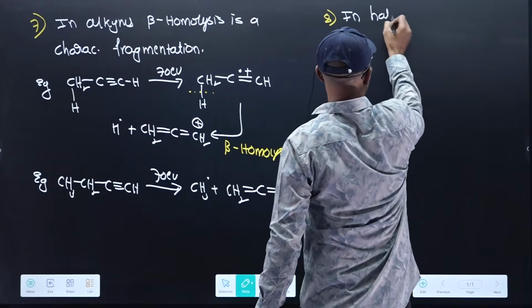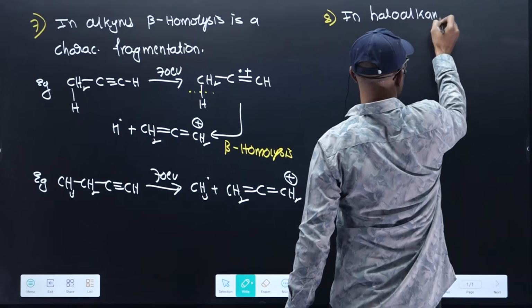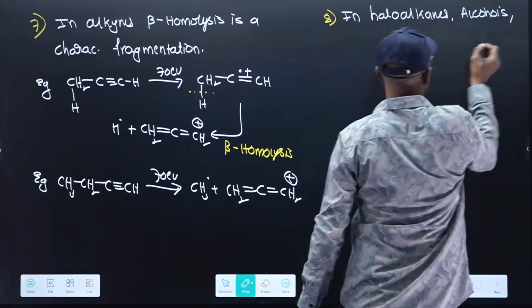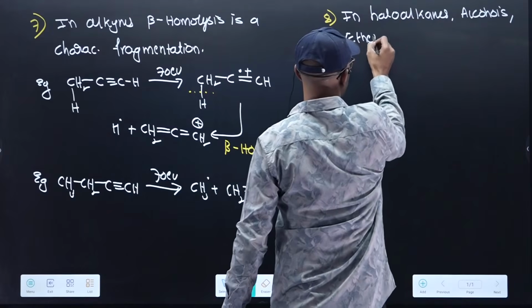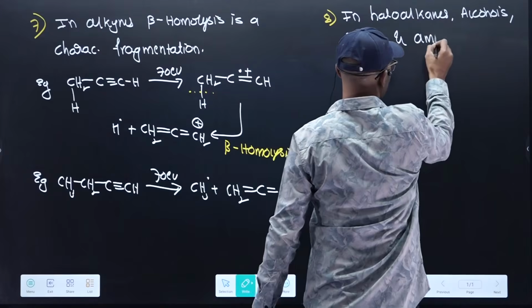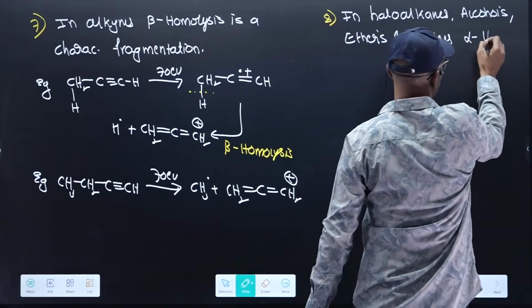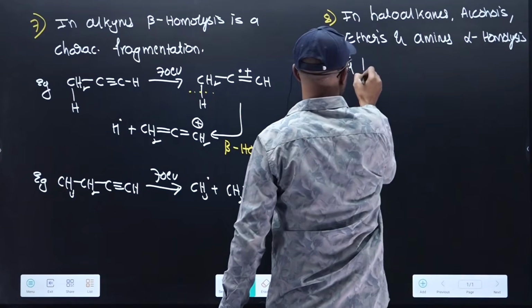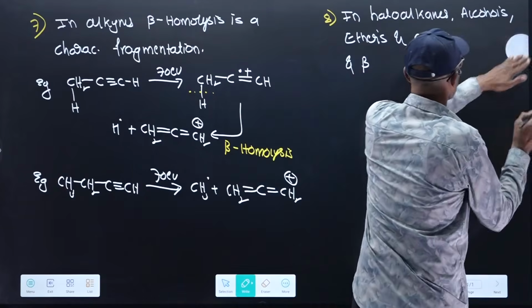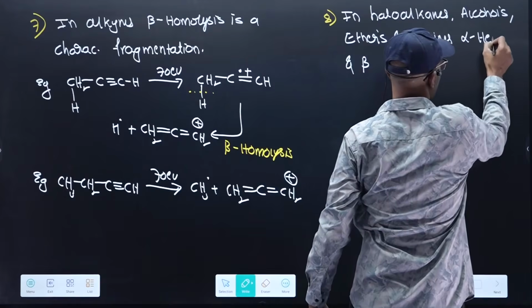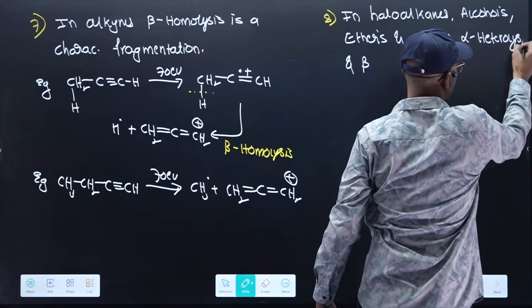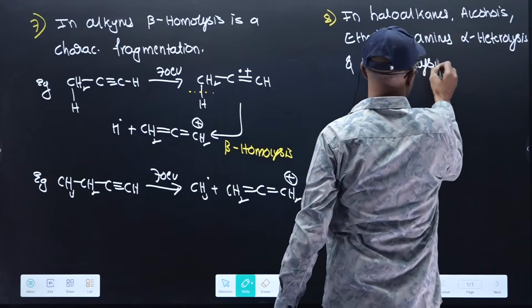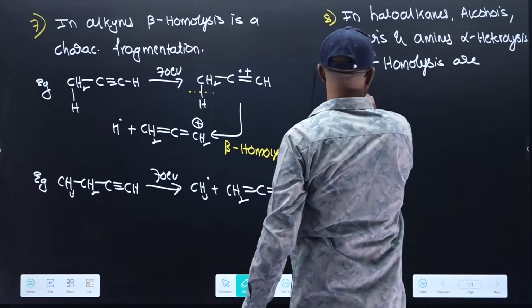Right. In haloalkanes, alcohols, ethers and amines, alpha heterolysis and beta homolysis are characteristic fragmentations.